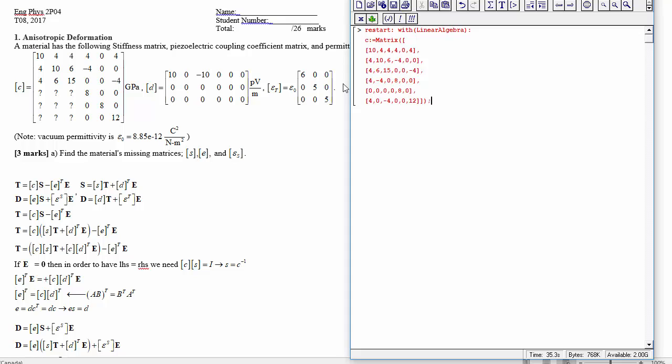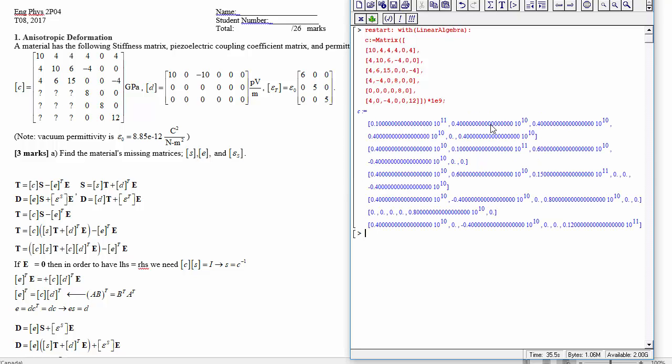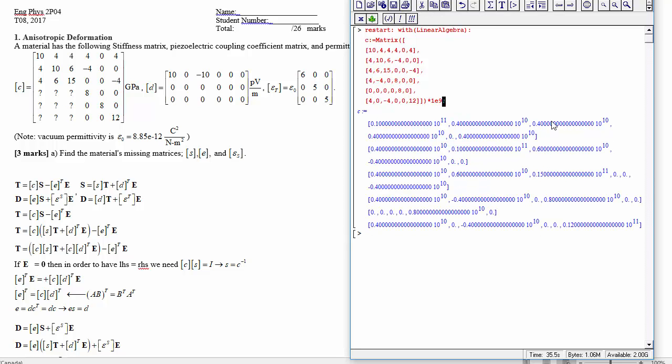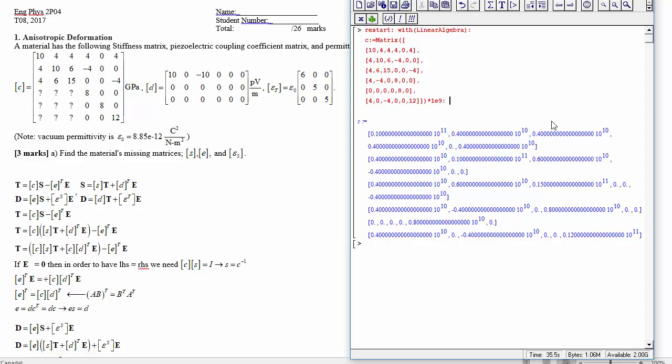So let's just double check that. We can display it so everything seems like it works. Looks like it is indeed symmetric. Seems good. Okay, so because that's in gigapascals, we can multiply the whole thing by 1 E9. And it doesn't display as nicely now, but it did actually input correctly there. Okay, so next matrix that we need is the D matrix.